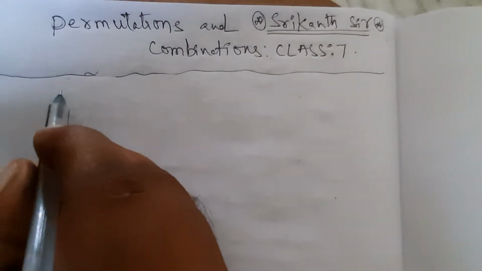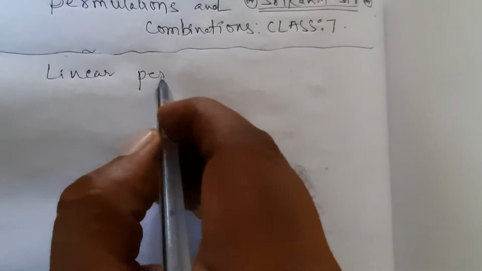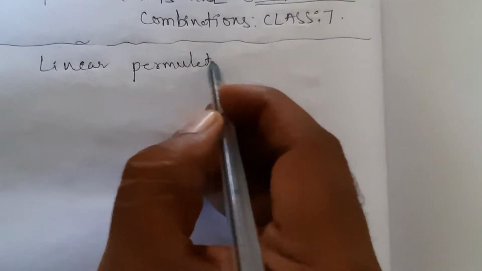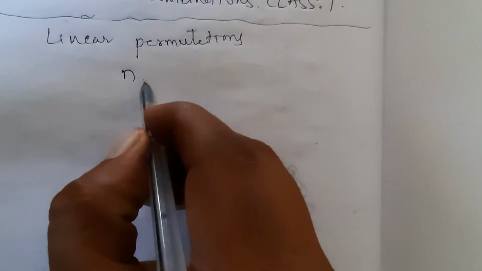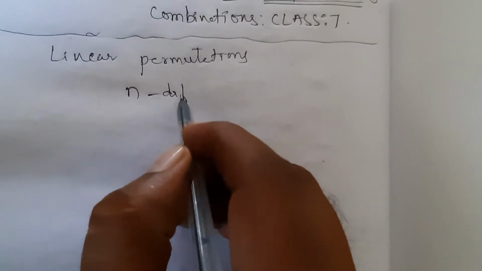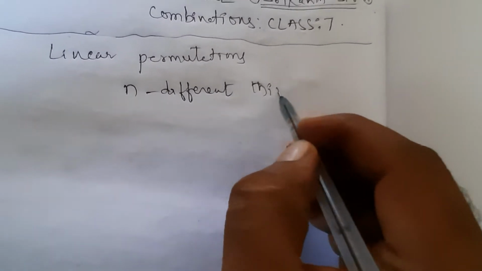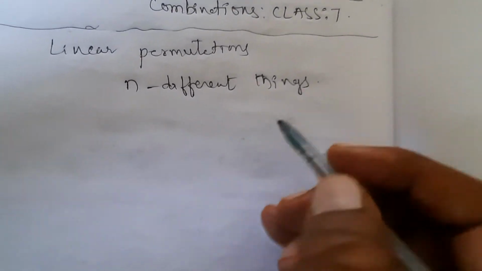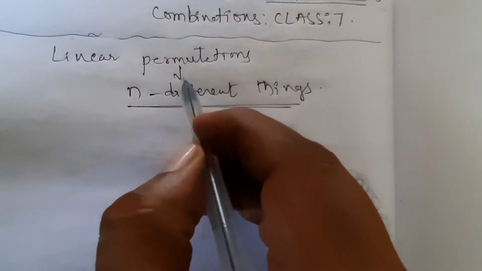Now at present we are discussing linear permutations, that too given n different things. If n different things are given, we are discussing the linear permutations.